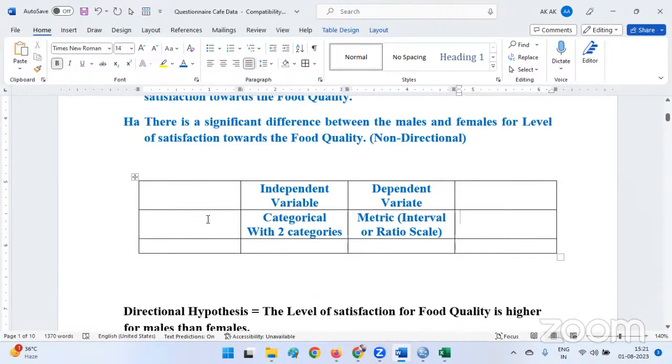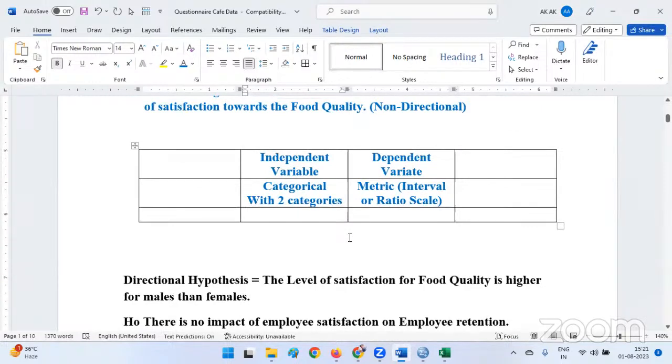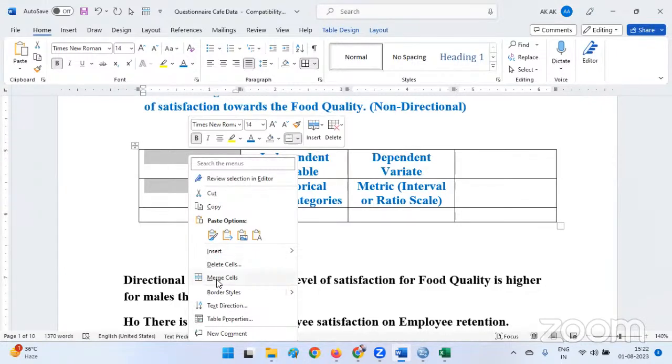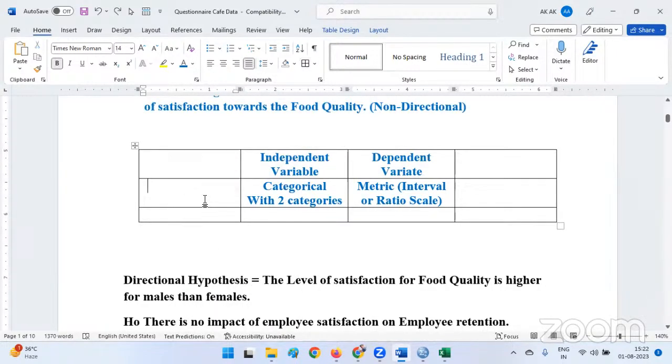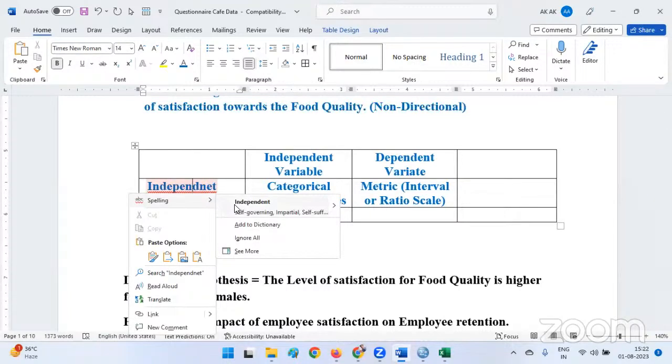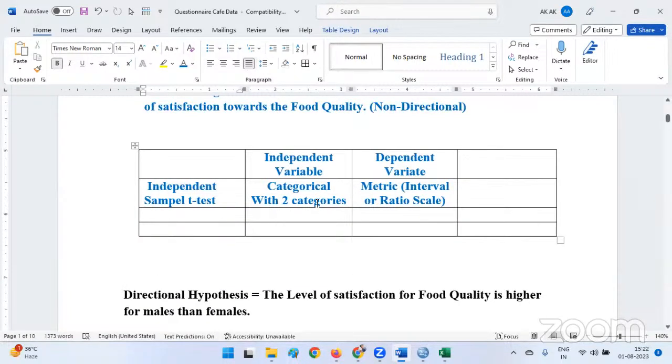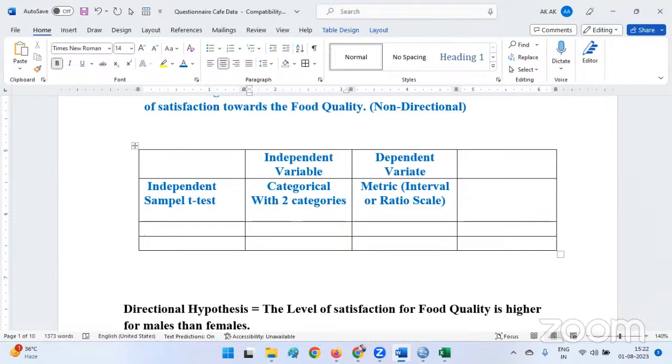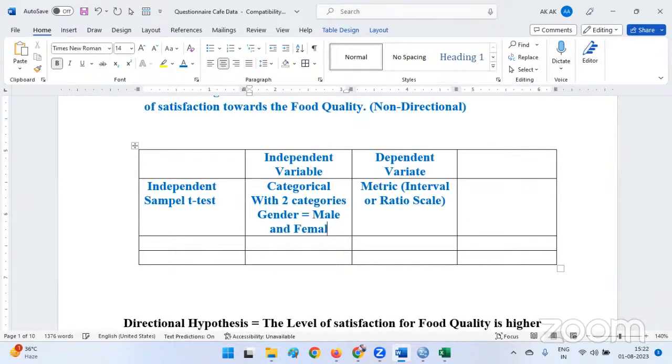Okay. Now next we see if there are more than one categories. This is for independent sample t-test. Same case, if we write here, two categories means gender is the variable and two categories is male and female. This is the case of two categories.